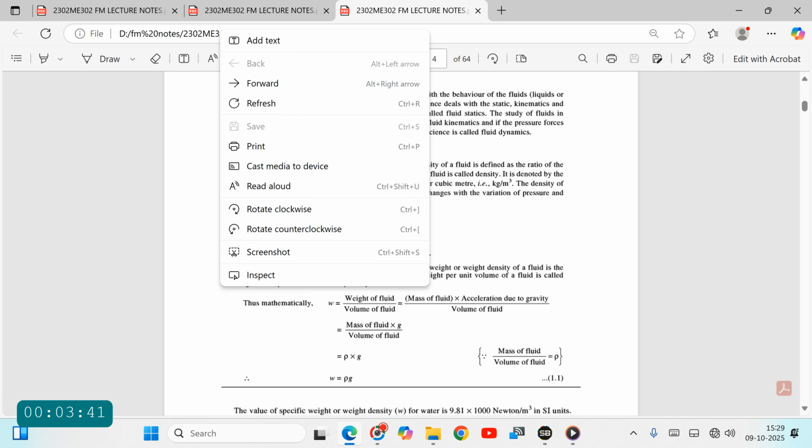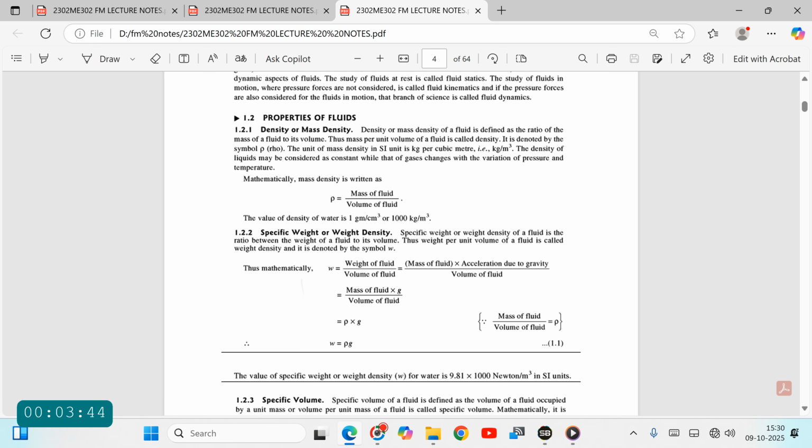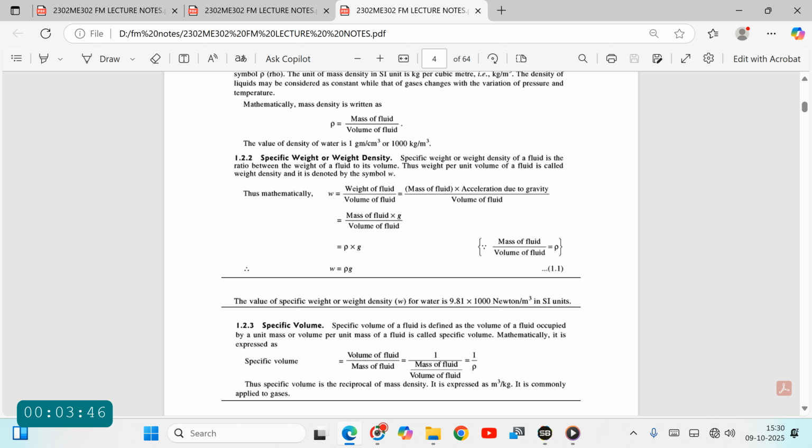Next, specific weight, or weight density. The specific weight of a fluid is the ratio between the weight of the fluid to its volume, so weight by volume. Simply we can call density as mass by volume, and specific weight or weight density as weight by volume. Often the formula is given as w equal to rho into g. The unit is Newton per meter cube.